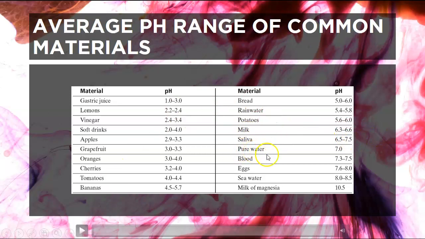Then you've got pure water. But then your blood is slightly basic. Eggs are basic. But then, yeah, seawater, milk of magnesia, things like that. Basic. You notice things you take for heartburn, because you have that acid buildup, you're usually going to see on the basic side, like Tums, or calcium carbonate, to help reduce that pH level.